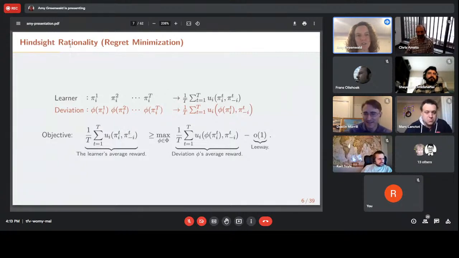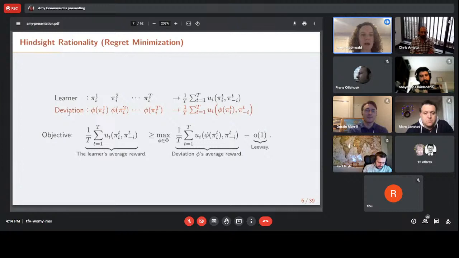Regret minimization can also be understood as, we've recently been calling it hindsight rationality, because it's a way of looking back on what happened during the game and making sure you don't have regret, you don't wish you had done something else in retrospect. So here's our learner. Our learner is playing a different policy every day, pi_i^1, pi_i^2, and so on, and accumulating utilities for playing that policy against whatever the opponents are doing.